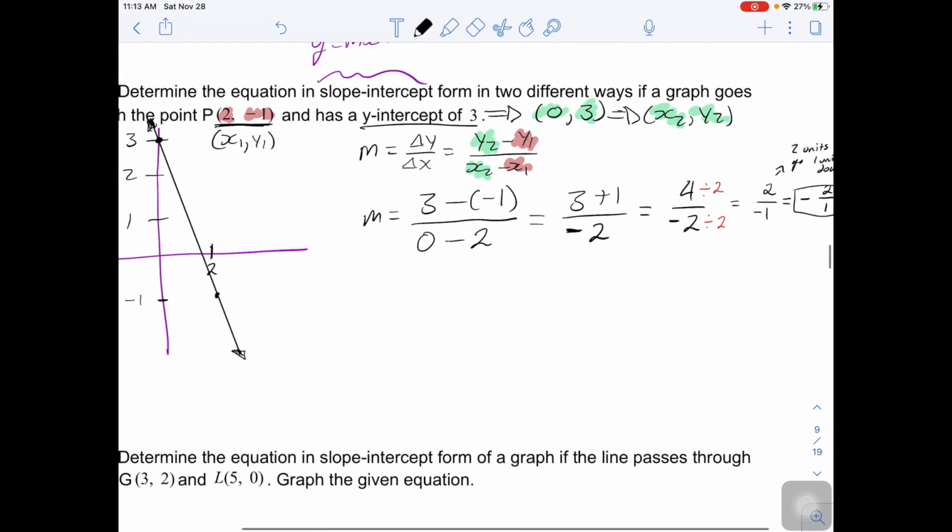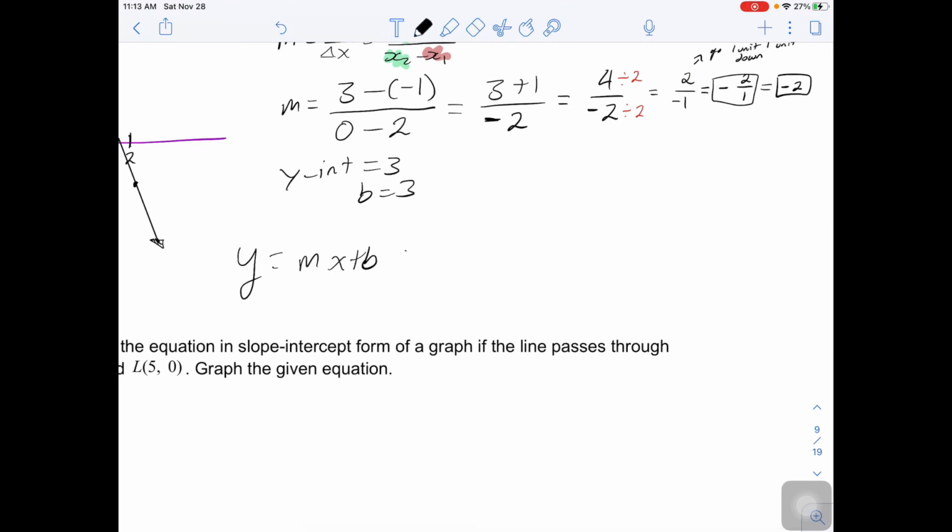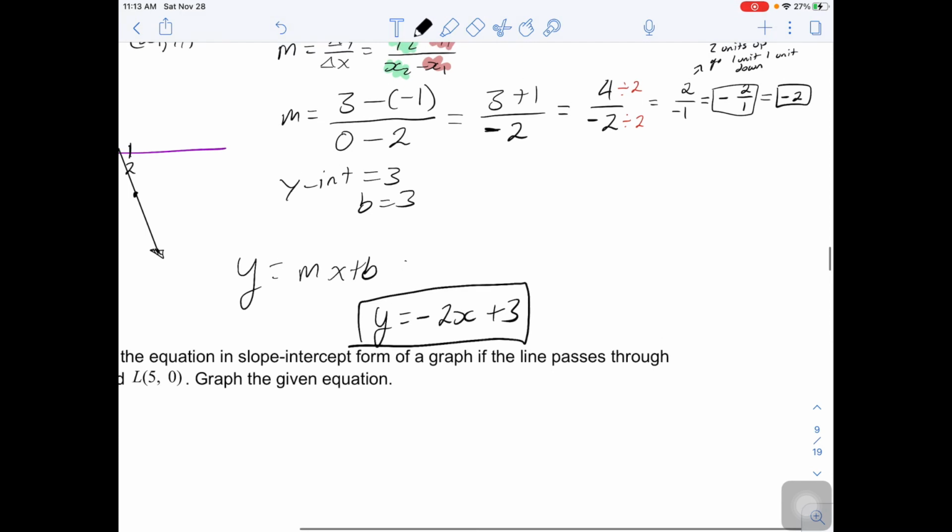Now, what's your y-intercept? Well, it told us our y-intercept. Our y-intercept is 3, so that means b equals 3. So now you have enough information to plug into your formula, okay? Because what was our m value? Our m value is negative 2. So I'm going to put negative 2x, right? The x, and then plus my y-intercept, so plus 3. And there is my solution.